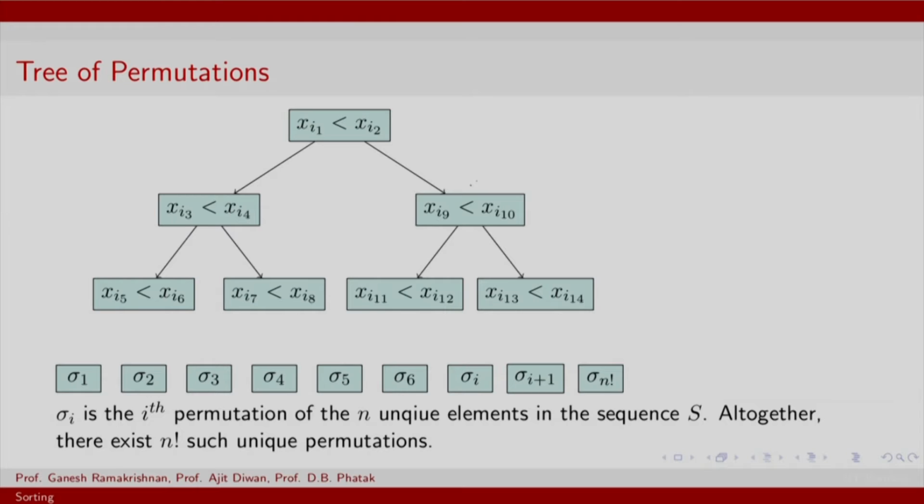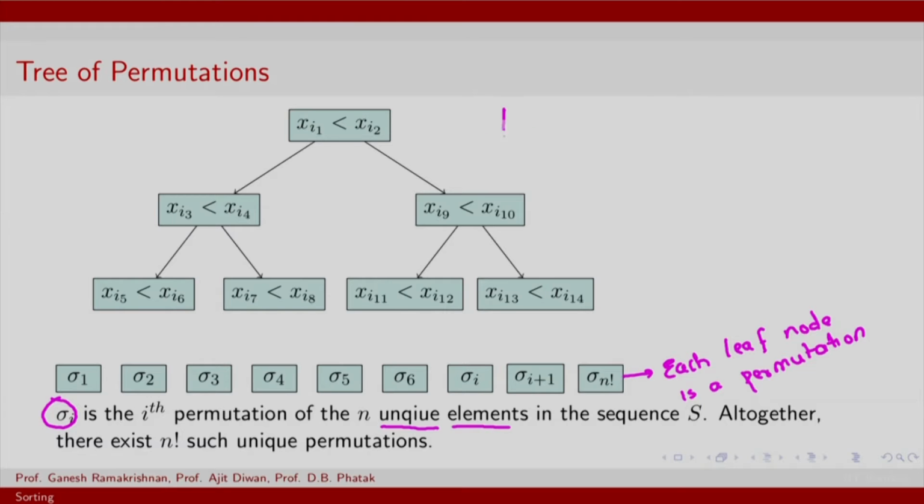So this is what the tree of permutations looks like. Here sigma i stands for the ith permutation. Each of these leaf nodes is a permutation, and altogether there are n factorial such unique permutations. We have actually made an assumption that we are dealing with unique elements. It's possible that some of the numbers get repeated. The analysis is not very different in that case.